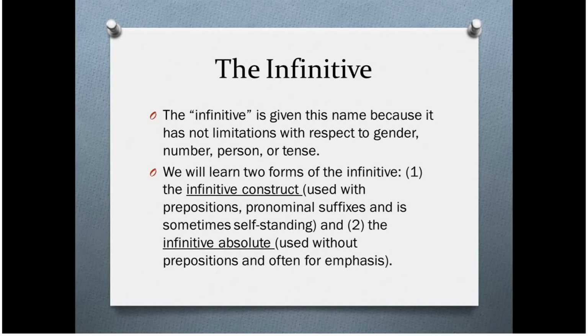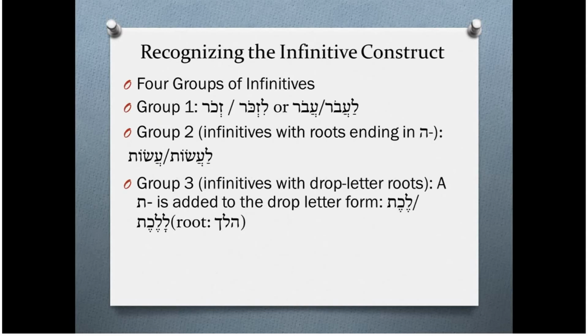The second infinitive is called the infinitive absolute. It is used without any prepositions at all and without any suffixes, and it's often used as emphasis, to emphasize another word, in fact, of the same root. Now, these two types of infinitives actually look different, so I'm going to spend a couple minutes showing you how they look different. Okay, let's begin with the infinitive construct.